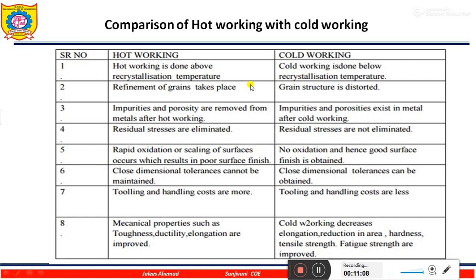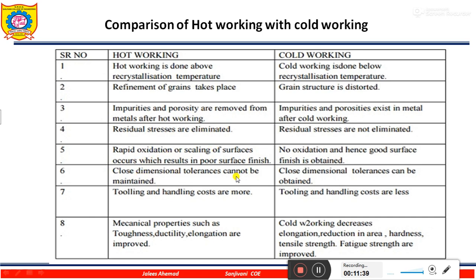Okay, so hot working is above recrystallization temperature, and cold working is below recrystallization temperature. In hot working, refinement of grain takes place. In cold working, grain structure is distorted. Impurities and porosity are removed from metals after hot working. Impurities and porosity exist in metal after cold working also. Residual stresses are eliminated in hot working. Residual stresses are not eliminated in cold working.